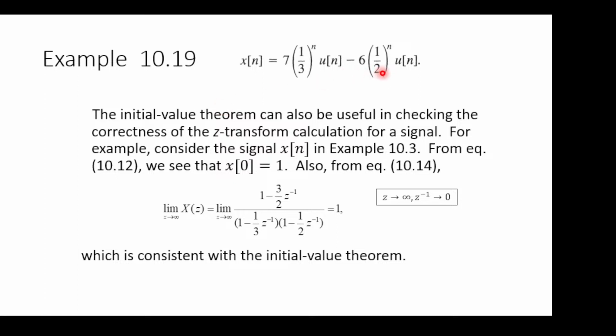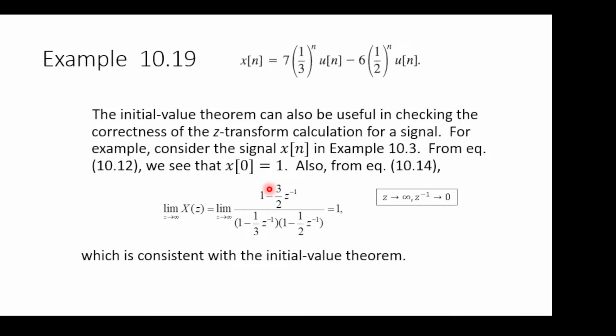For example, in this example 10.3, we have x of n equal to this function, and our z transform is this function, and we check the initial value theorem. As z goes to infinity, all the z to the minus 1 terms go to 0, so it's just 1 over 1 times 1, equal to 1. Also, if we take n equal to 0 in x of n, it's just 7 minus 6, equal to 1. So the initial value theorem works out: x of 0 equals 1, equals X of z as z goes to infinity, equals 1.